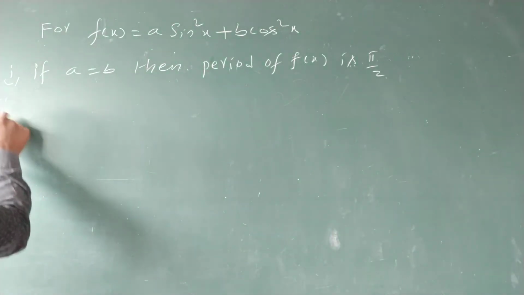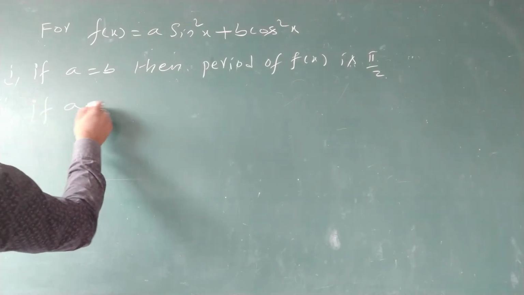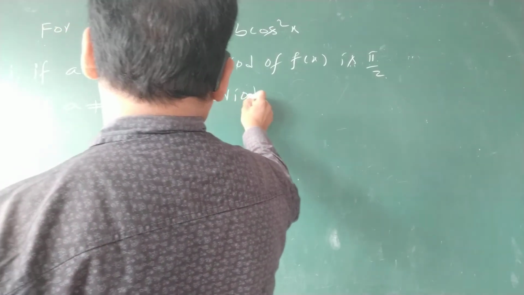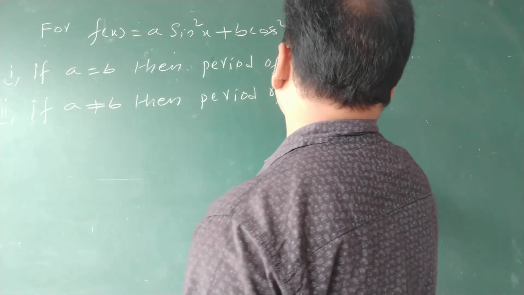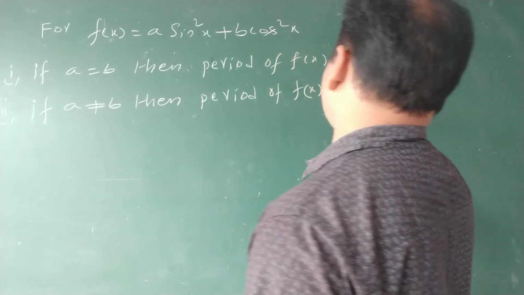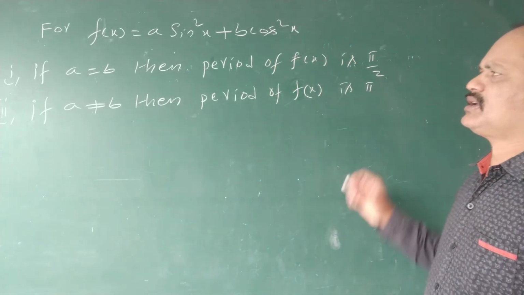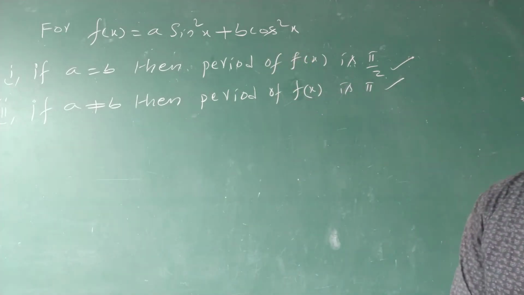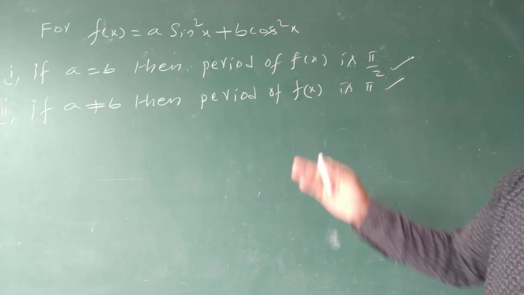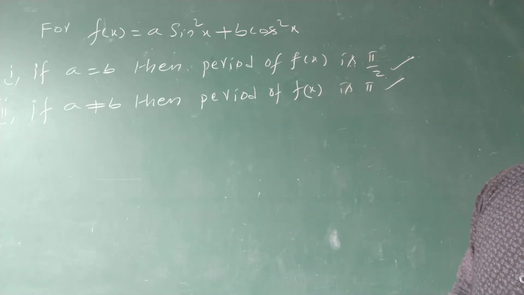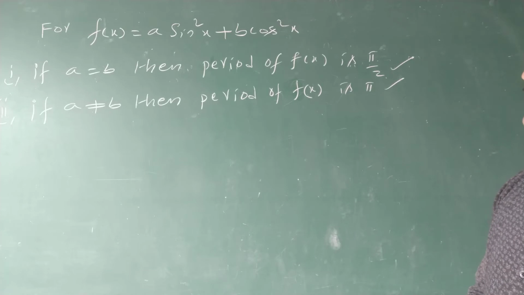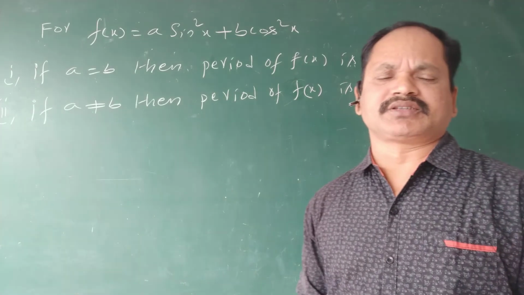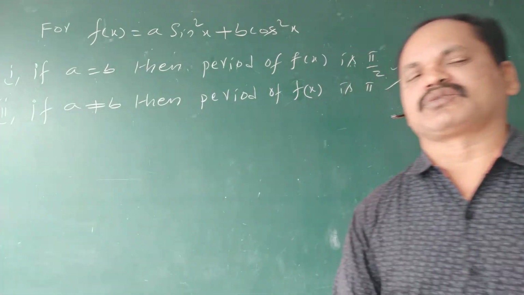Second one, if a not equal to b, then the period of f of x is pi. That's all. So observe here, for a sin square x plus b cos square x, if a is equal to b, then the period is pi by 2, and if a not equal to b, then the period is pi. So the previous two questions are the examples for this concept.